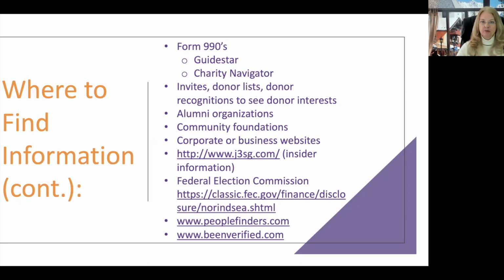The corporate or business websites, which you probably think about that. Insider information, then anybody who gives a political donation, it has to be listed, so you can find that in the Federal Election Commission. Then there's People Finders. Some of those, you've probably done this where you click on it and then it wants you to pay to get more information, but at least it's someplace that you can get some initial information.